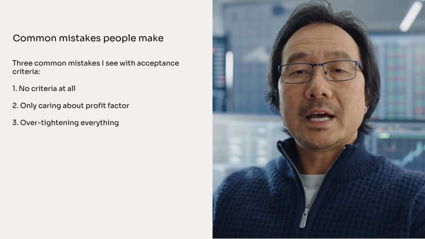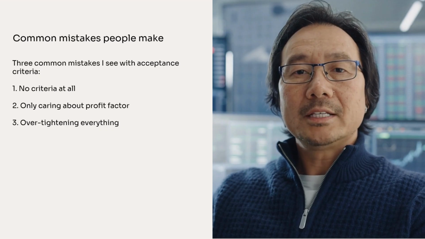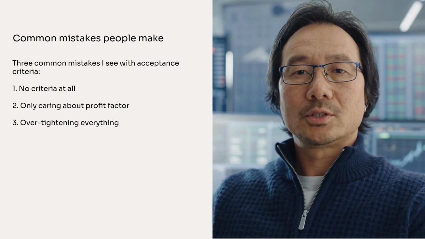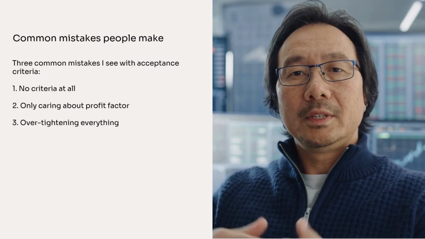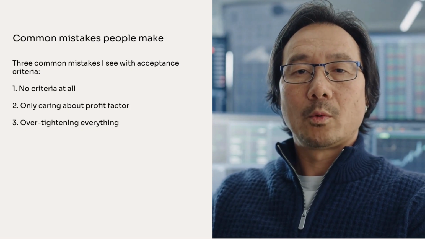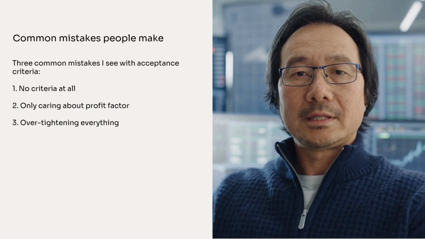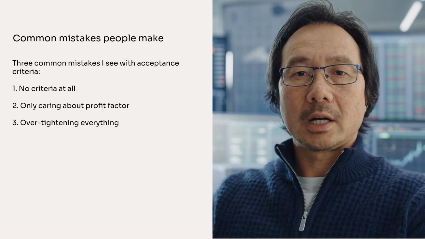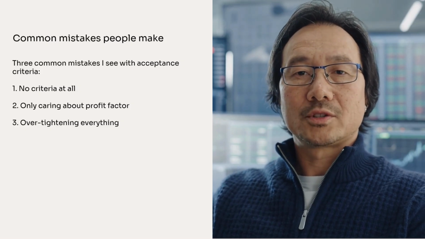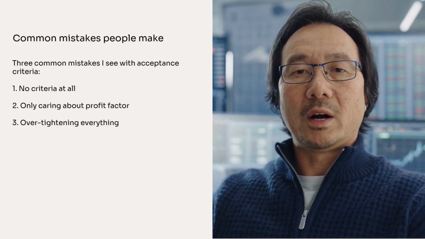3. Over-tightening everything. Setting crazy high filters, then complaining EA Studio never finds anything good. You've essentially told it, only give me unicorns, and then wonder why nothing survives. Acceptance criteria should be realistic and modest, strong enough to filter junk, gentle enough to let potential survivors reach WFO and Monte Carlo.